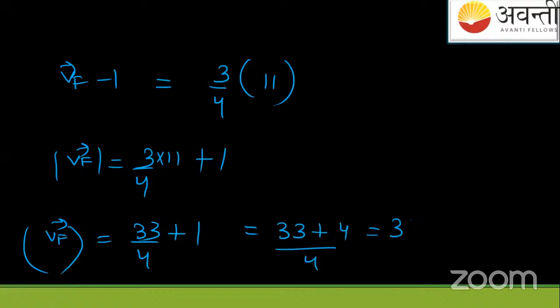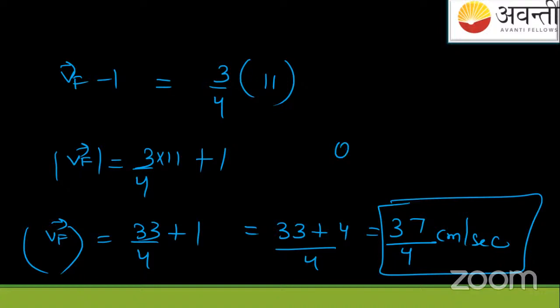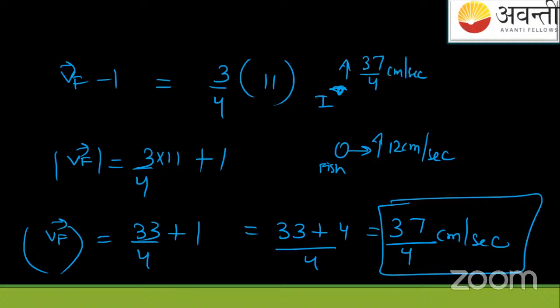What will the answer be? 33 plus 4 is 37. Simple, no? 37/4 centimeter per second is the answer. So if the object, here the fish, is moving with 12 centimeter per second up, then its image will be moving with 37/4 centimeter per second. Is it greater or less? Divide it. It's less, 9 point something centimeter per second.